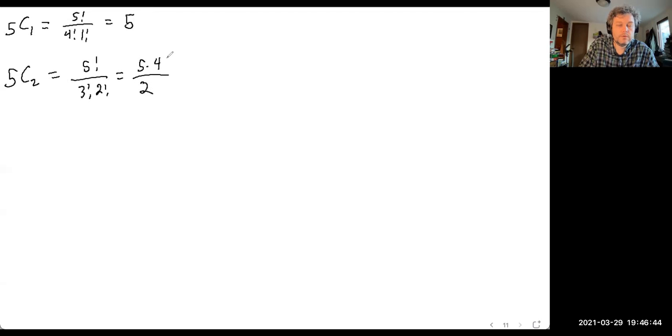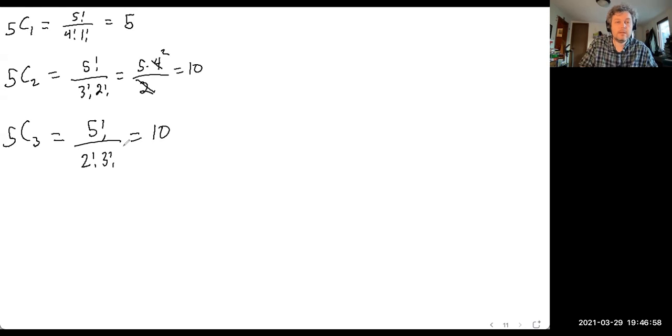combinations. Let's just do all of them for 5. So 5 choose 1 is 5 factorial over 4 factorial, 1 factorial. And that's just going to be 5. 5 choose 2 is 5 factorial, 5 minus 2 is 3, 2 factorial. So that's 5 times 4 over 2, which equals 10. 5 choose 3 is 5 factorial, 5 minus 3 is 2 factorial, 3 factorial. And we just did that. That's 10.